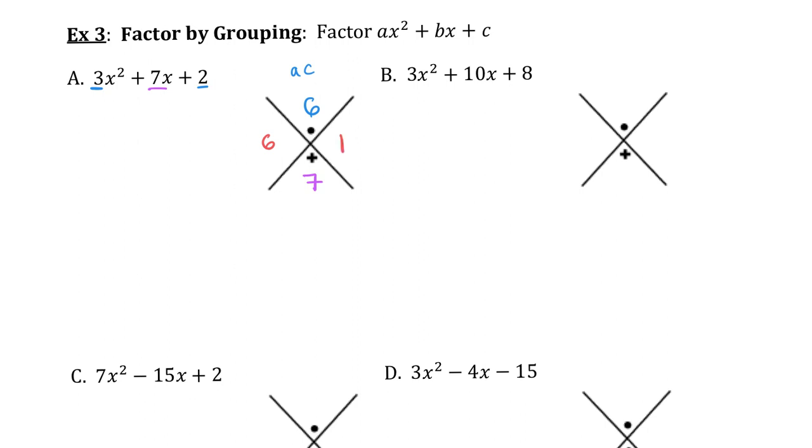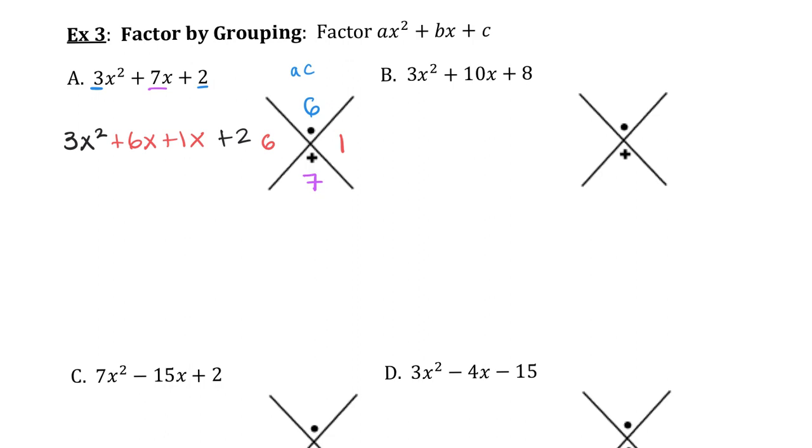Now we're going to use these to split the middle term. I'm going to bring down the 3x squared. The 6 and the 1 are how I'm going to split the 7x up. Since it was a 7x, I'm going to make this a 6x and a 1x. And then I'm going to bring down the 2. This is the exact same as this, because 6x plus 1x is this.